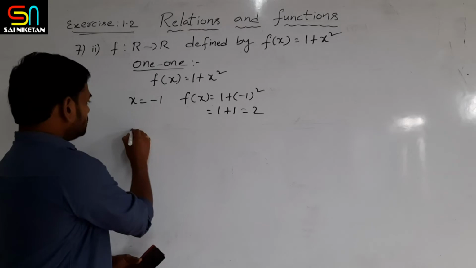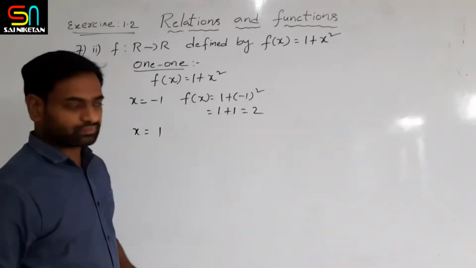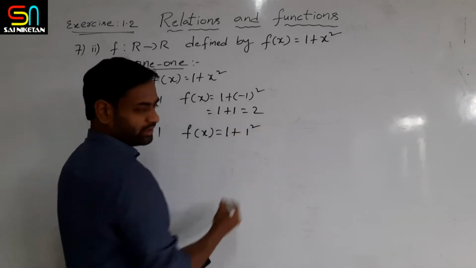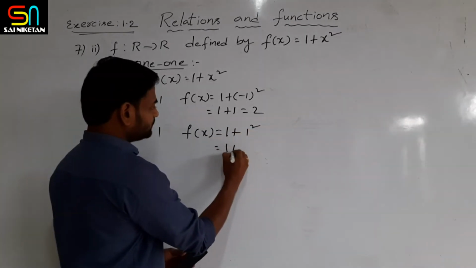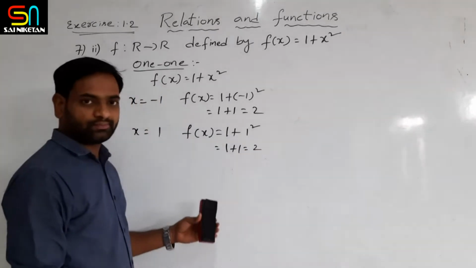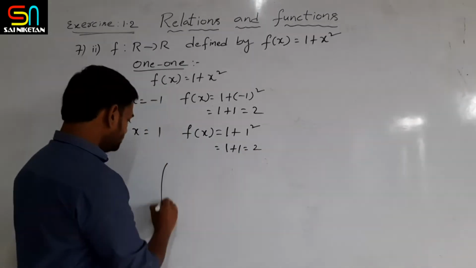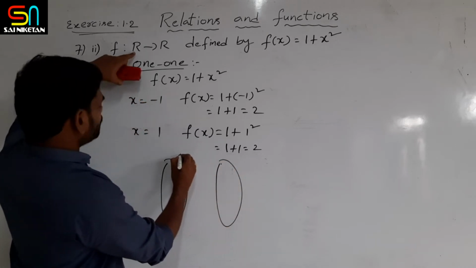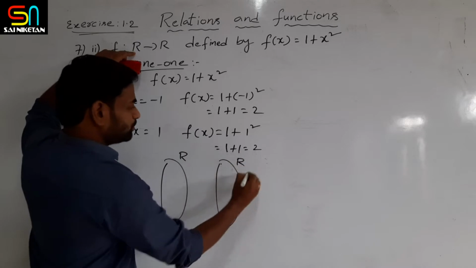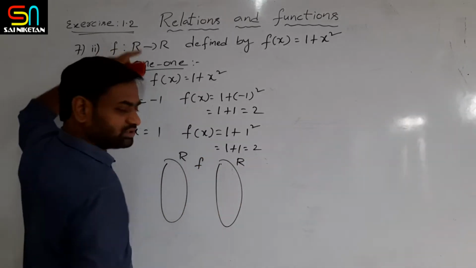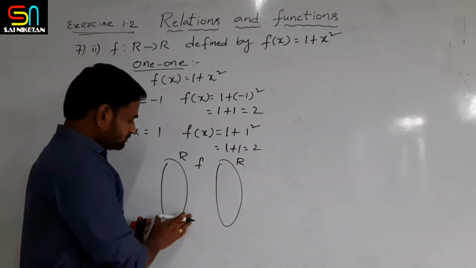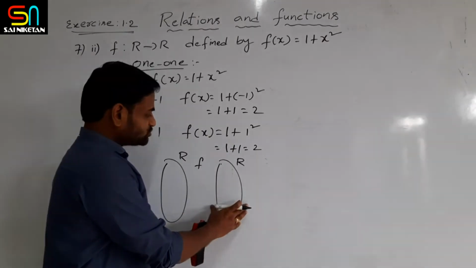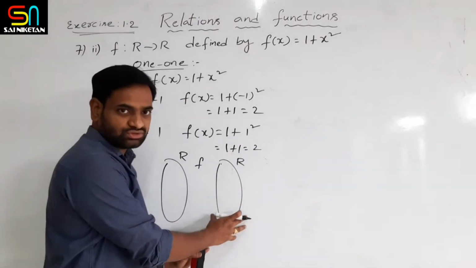Now x value I am taking plus 1. Now f of x is equal to 1 plus 1 square, that is 1 plus 1, 2. Now see here, I am drawing the mapping. The domain is real numbers, codomain also real numbers, under the function f. This belongs to the x values, the domain. This belongs to the codomain, the f of x values.